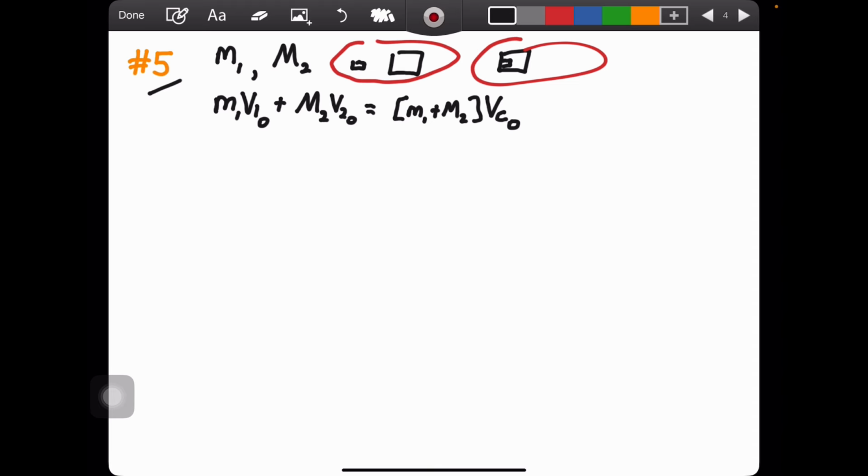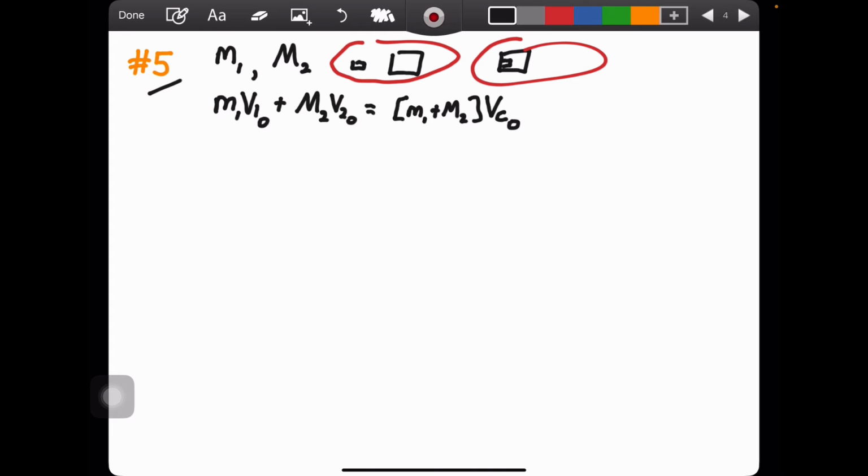The reason I'm calling it VC initial is because we have another step to this problem where now the combined mass is going to slide and it's going to encounter friction and it's eventually going to come to a stop. And this problem wants us to figure out, given a certain coefficient of kinetic friction, if it takes a certain distance to stop, then what must the velocity of the bullet originally have been?